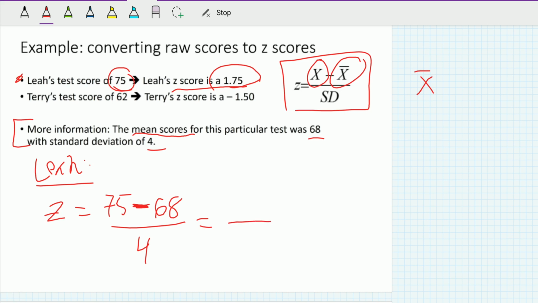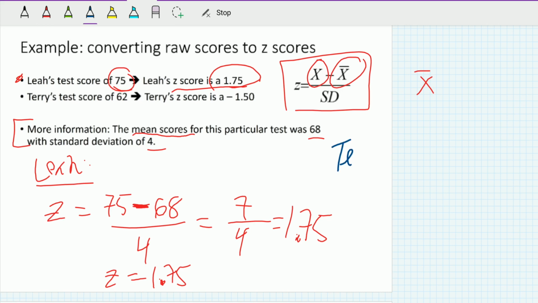So 75 minus 68, I believe it's 7. Let me just check that. Yeah. So it's 7 divided by 4, and that right there, plug it into your calculator, it's going to be 1.75. Okay. So that's Leah's z-score. Her z-score is 1.75. So you obviously need the average, the raw score, and the standard deviation to figure the z-scores out. So let's go ahead with Terry.